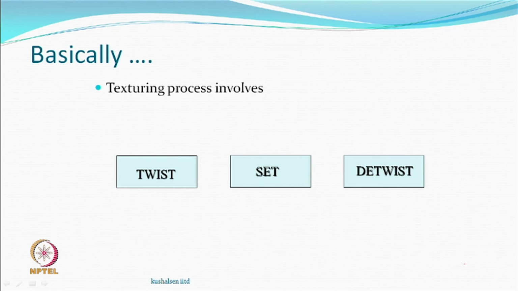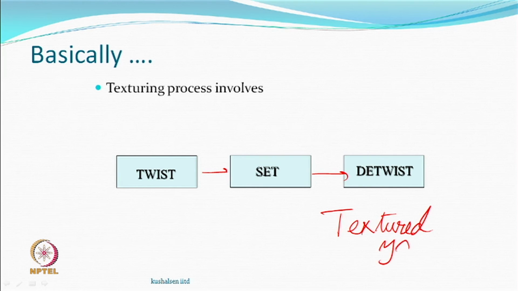So, this process which we now are calling twist texturing, obviously you do some twisting and then some setting and then detwist, and we believe that at the end of the day we should be having a textured yarn which has a helical structure and has bulk and stretch.